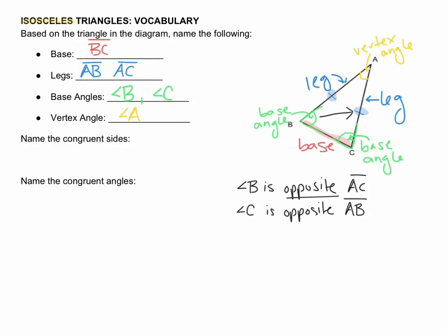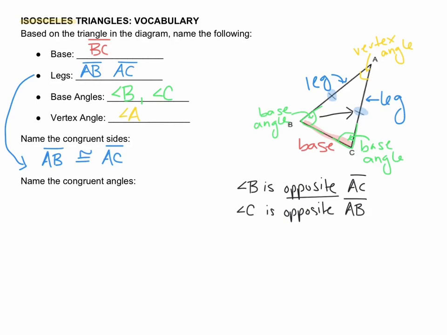Now that we have named all the different parts of our isosceles triangle, let's look at the next questions and first name the congruent sides. Well, we talked about this already. My congruent sides here are the ones with the tick marks on them. So I would say side AB is congruent to side AC. Now notice these are the same ones that we talked about when we looked for the legs of our isosceles triangle. The legs of our isosceles triangle are the ones that are congruent.